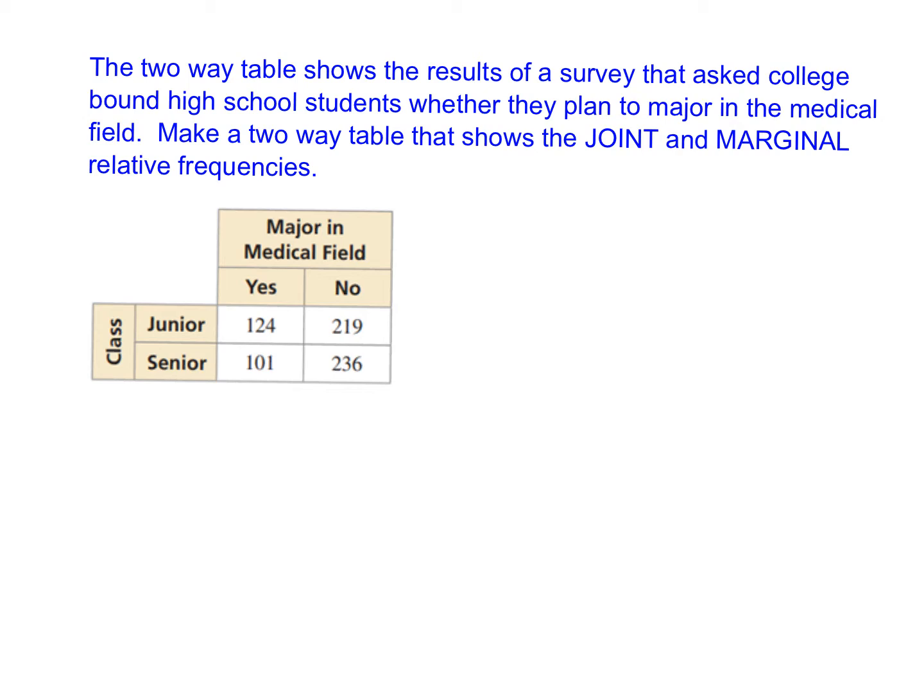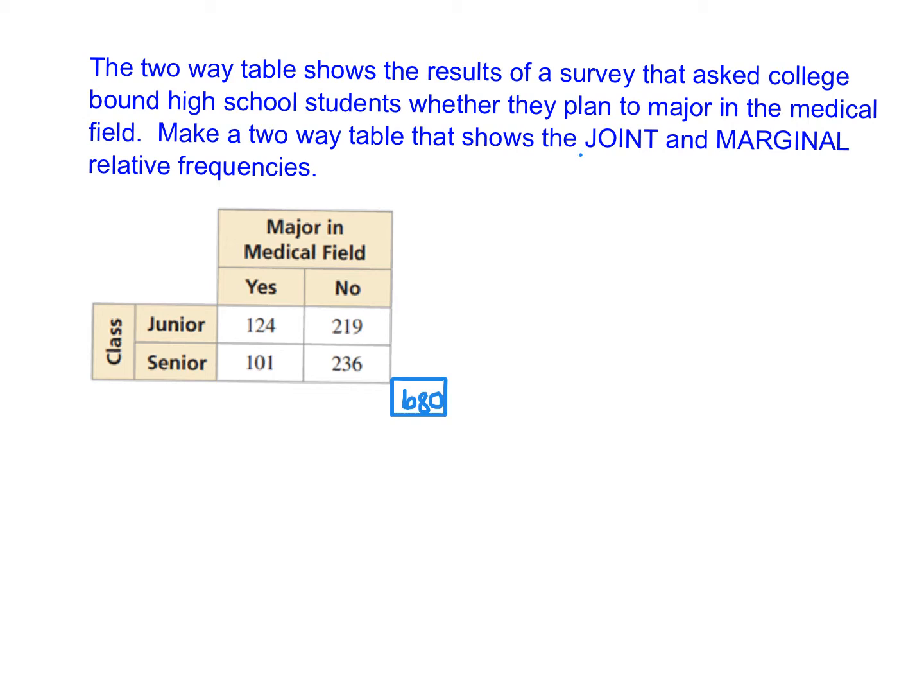Now, in order to do this, the one thing I need to know beyond just the joint frequencies is the little total box that was down here. I need to know how many total students there are. Luckily, I've got all four of those categories filled in, so I can take 124 plus 219 plus 101 plus 236 and find that we have a total of 680 students.